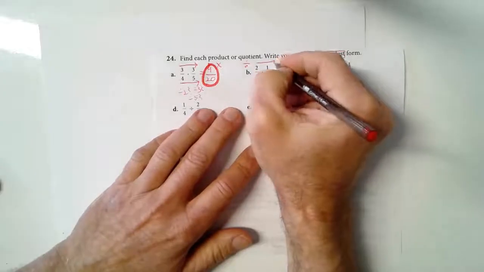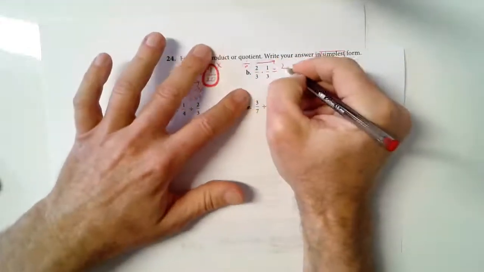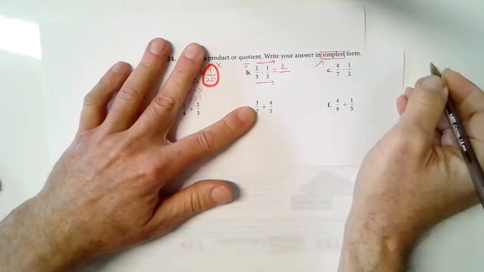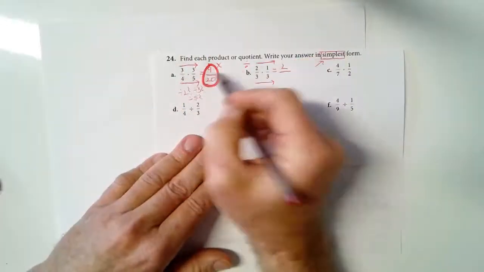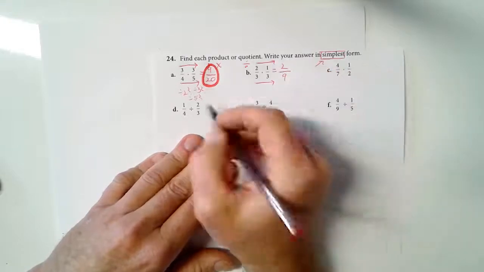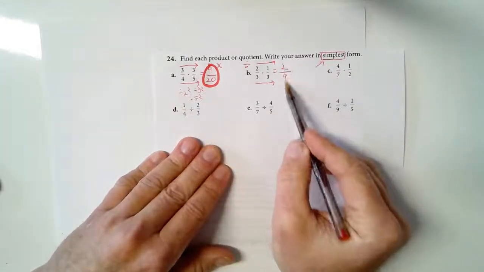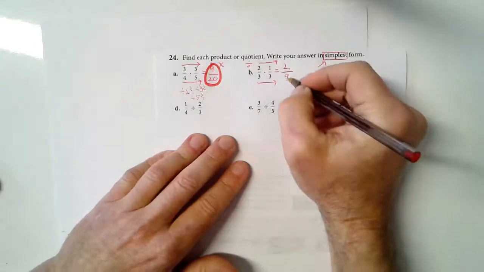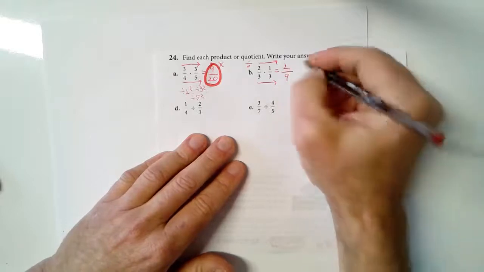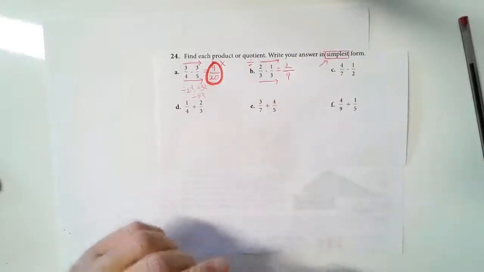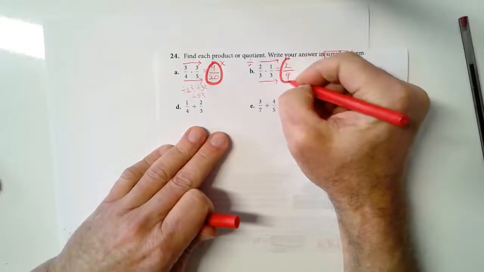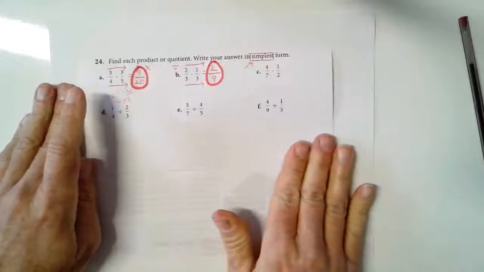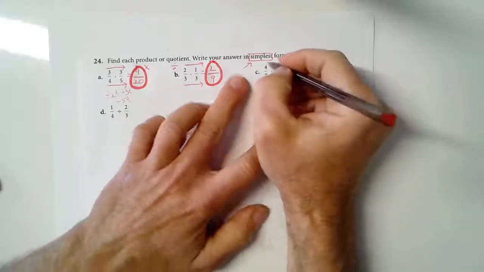We multiply straight across. 2. 3 times 3 is? Yes, just like it was over here. We ask these same questions. Can I split the top and bottom by the same number at all? No. 9's an odd number. I can divide 9 by 3, but I can't divide 2 by 3. So that's already in simplest form. And at this point, I'm going, wow, I like this assignment. Super easy. Another multiply.